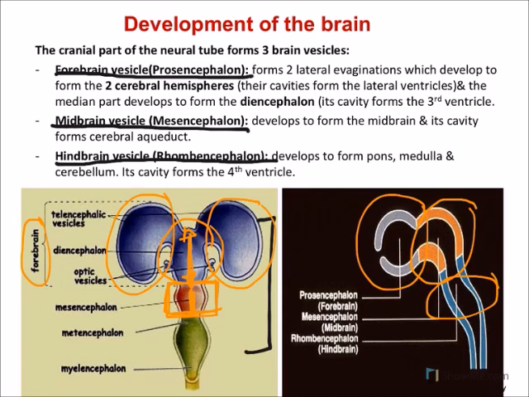The last, or the hindbrain vesicle, is this part. This is called rhombencephalon. This part will develop into the pons, medulla, and the cerebellum, and a cavity inside the rhombencephalon will later develop into the cavity of the fourth ventricle.